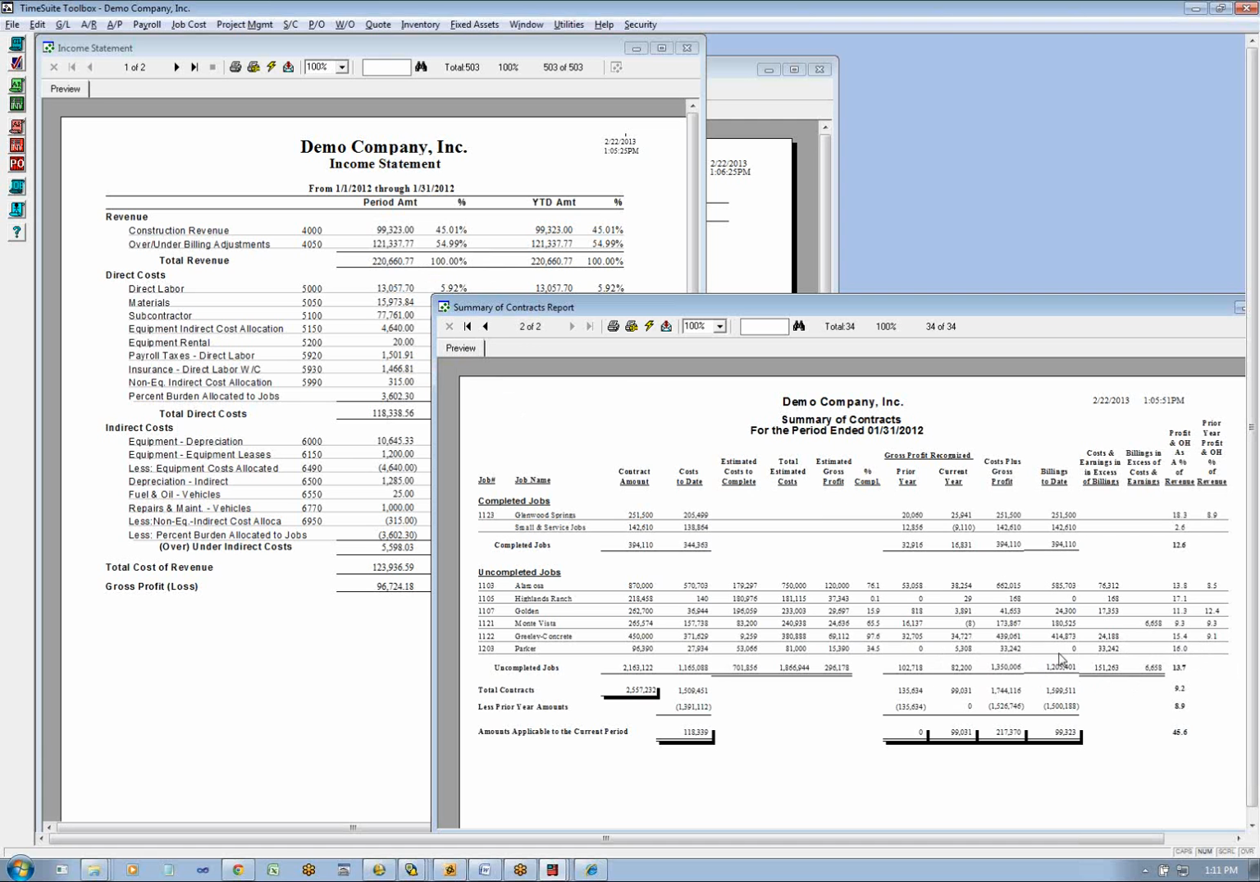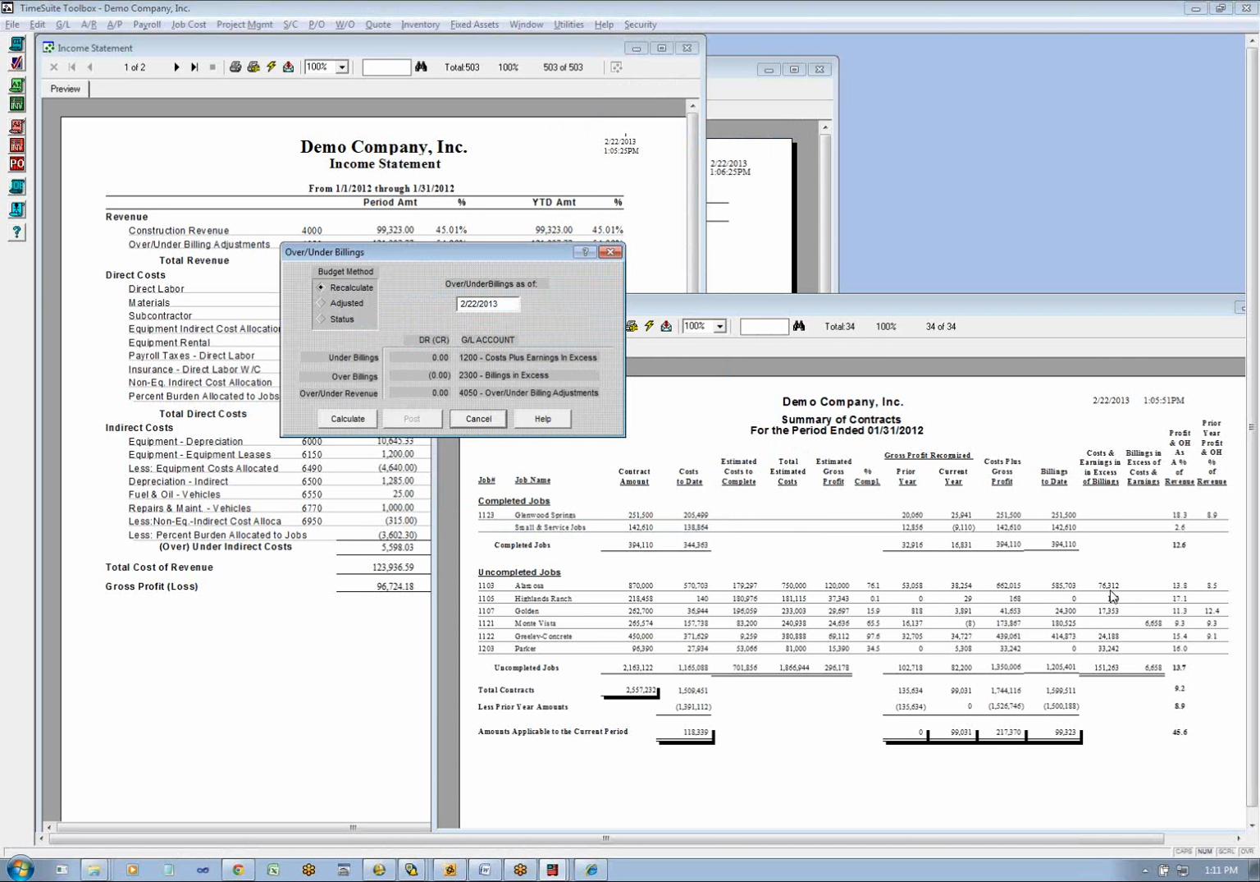So here we have 33. We've earned 33 based on the 16% margin. We've billed 0, so we're underbilled $33,000. So when we go over here to accrue our over-under billing, that's exactly what it's going to do. It's going to take the total of these numbers, and it's going to put it in your asset section. So let's go through and do this.